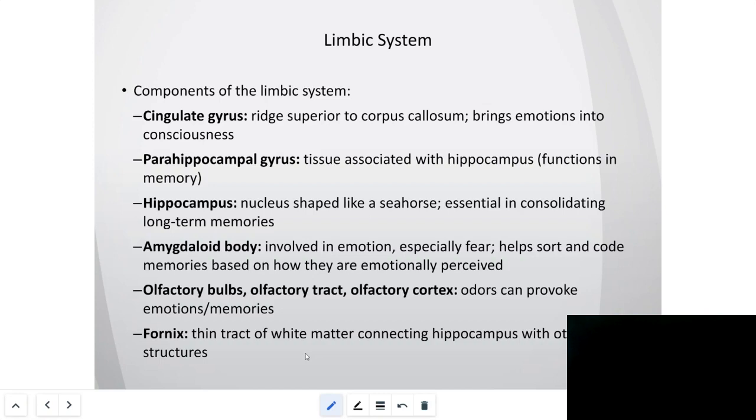A couple of structures that allow the brain to communicate include your cingulate gyrus. These are the ridges of the corpus callosum that allow you to bring emotion with consciousness. The parahippocampal gyrus is another region for association. Remember the word association means integration of sensory with motor to storage. Hippocampus is the structure that allows you to form the memory. So consolidation of long-term memory, LTP, that's long-term potentiation.